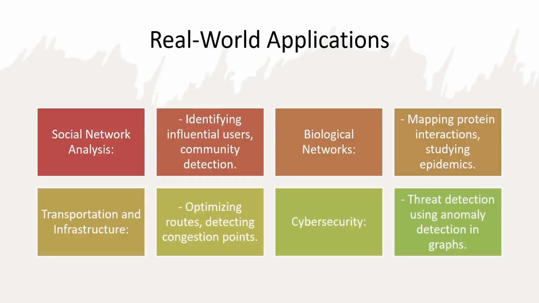Real world applications. Despite that, GraphTool has some amazing real world applications. In social networks, it can help find key influencers. In biology, it is used to map protein interactions. It's also useful in transportation, infrastructure, and even cybersecurity, basically anywhere complex networks are involved.